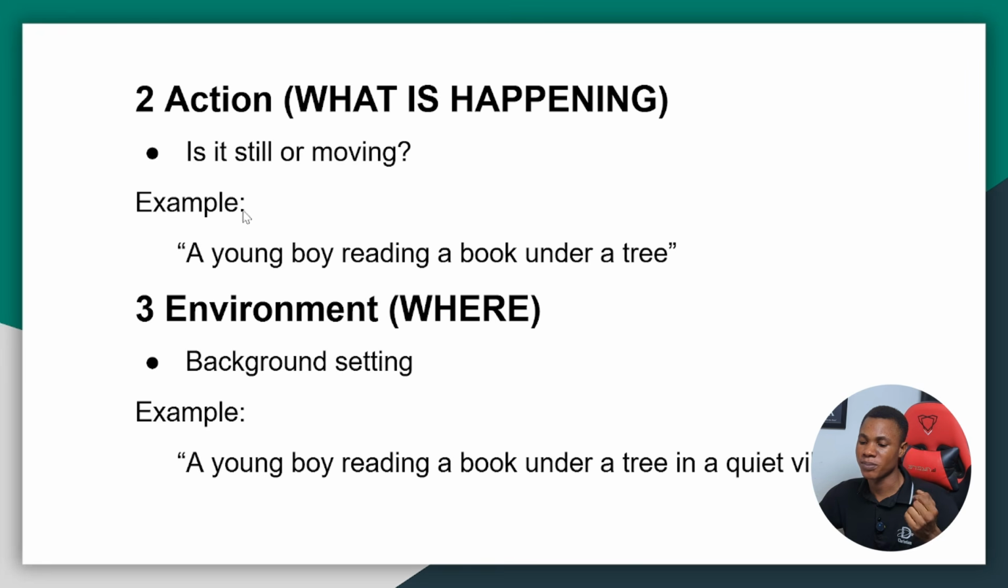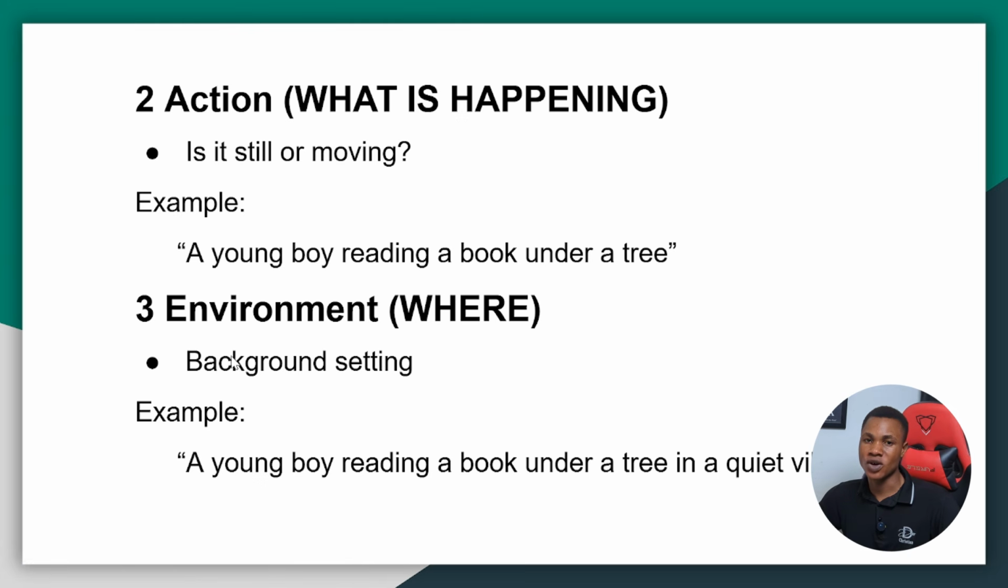Now the second aspect of the prompt is what is happening. That's the action. So the young boy reading a book, although reading a book is an action, you can still put something better. For example, a young boy reading a book under a tree. Under a tree, that is what is really happening.